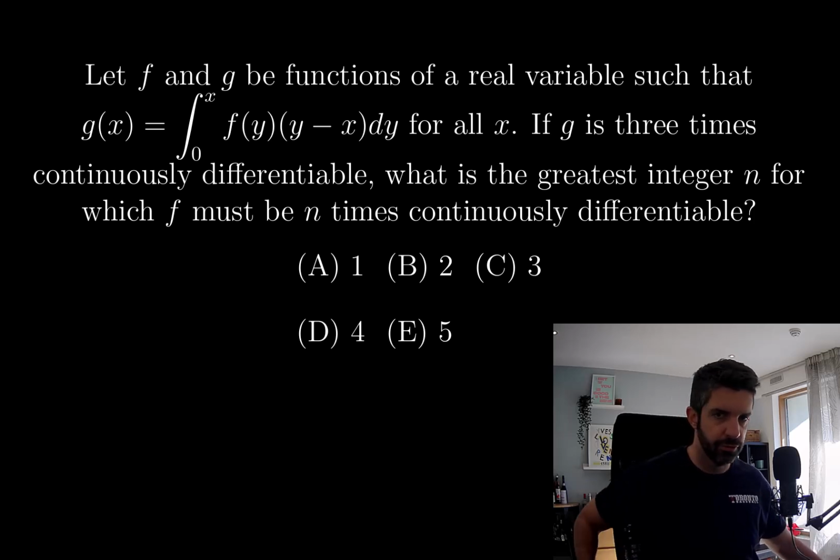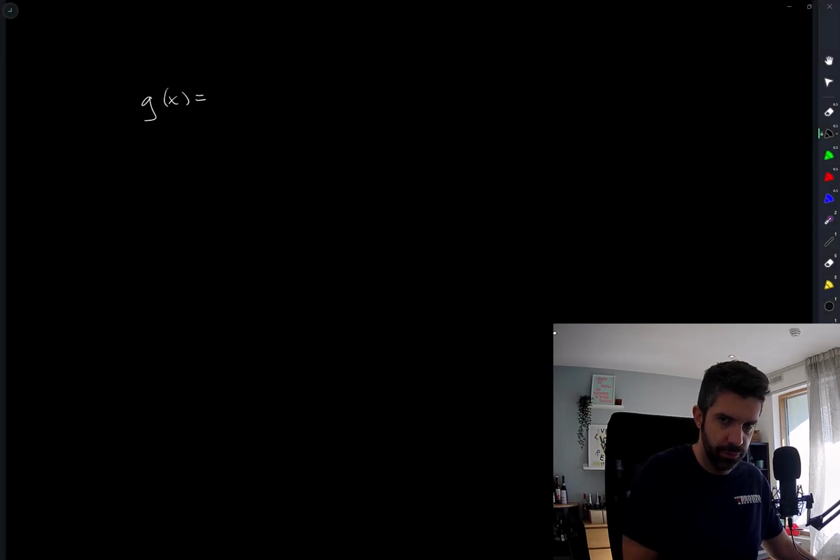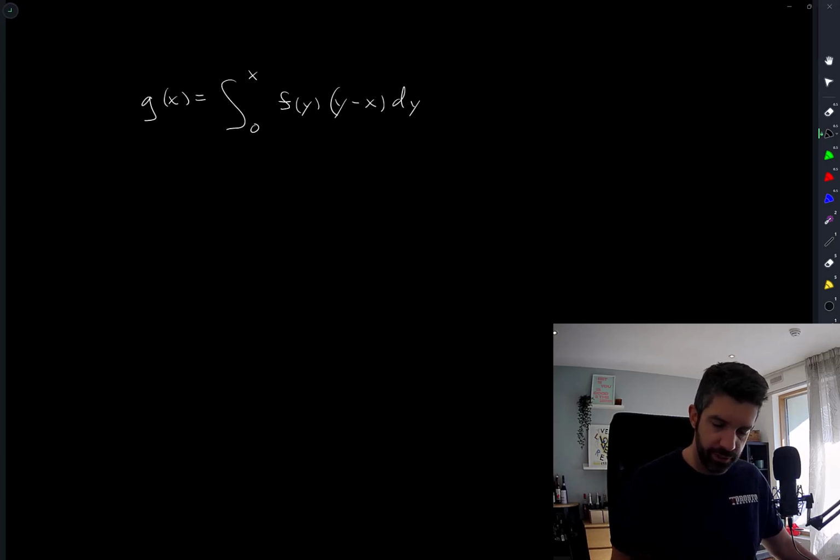I mean, I think the answer is going to be 2. But how do I see that? g of x is equal to the integral from 0 to x of f of y, y minus x dy. If I just start taking derivatives of this, let's change this up a bit.